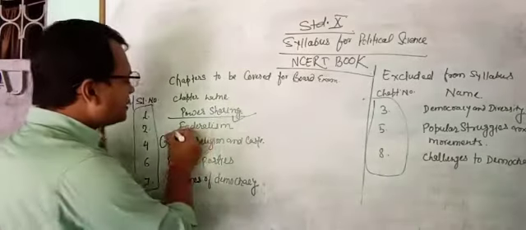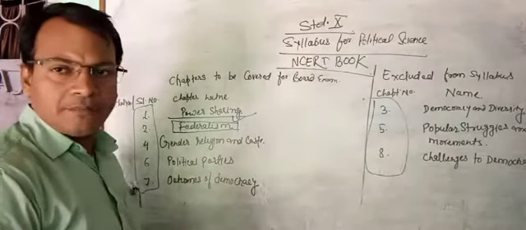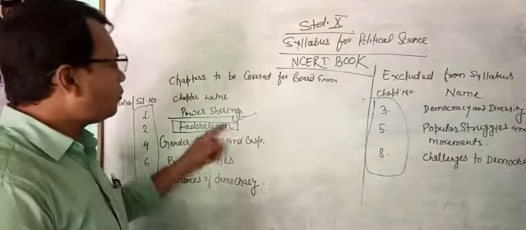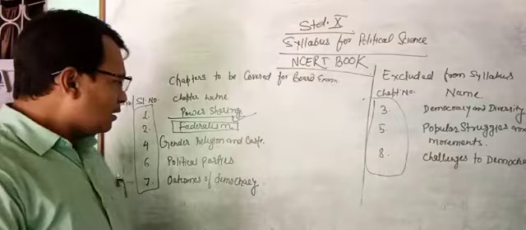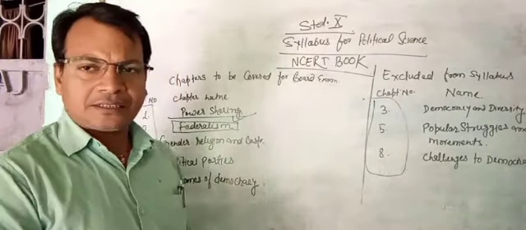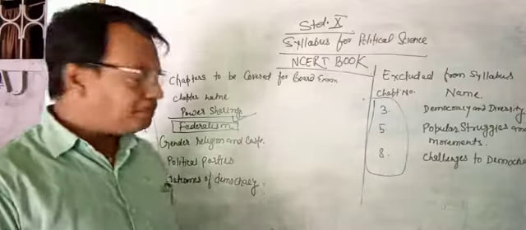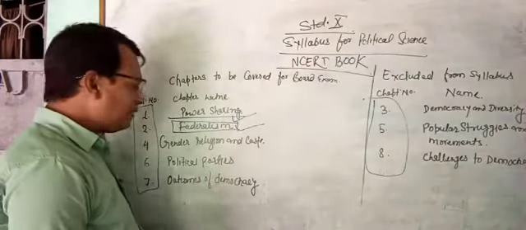Second chapter, federalism, right? It is also very important. It is a form of power sharing. Whenever you talk about power sharing, it is a broad concept and one of its types is federalism. So the second chapter is federalism, which you have to study.